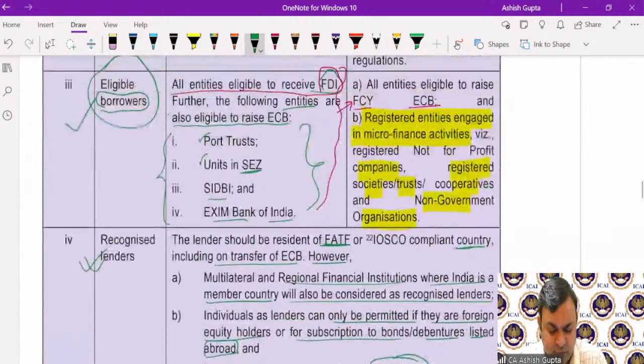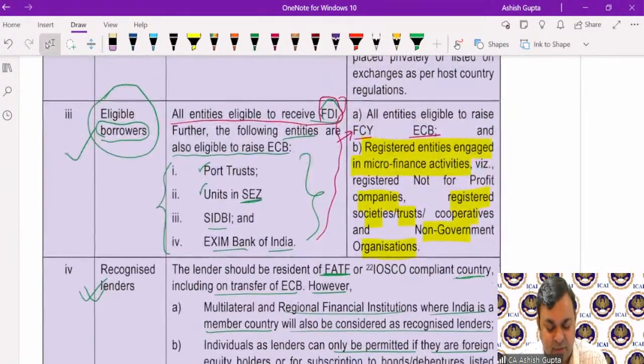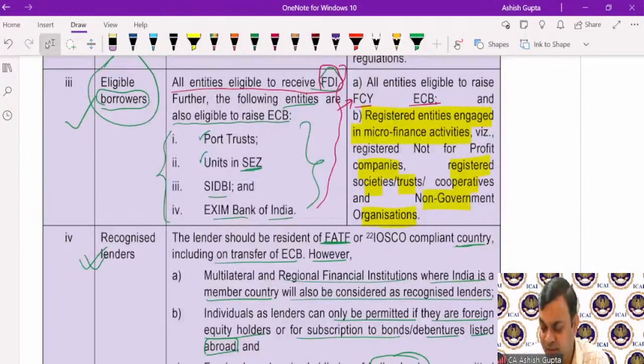So these are the recognized lenders. I think the third and fourth points are clear. First, second, third, fourth points are clear. First point deals with the currency format. Second point deals with form. Means you are going to raise by debenture, by bond, by preference shares, or whatever type of instrument you can use for this raising of funds.